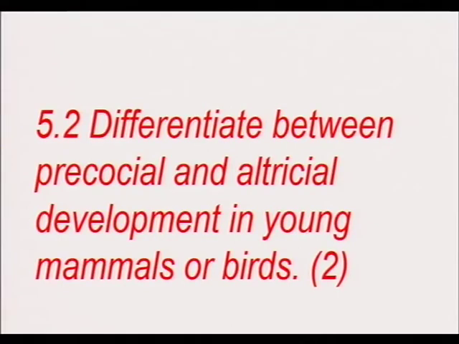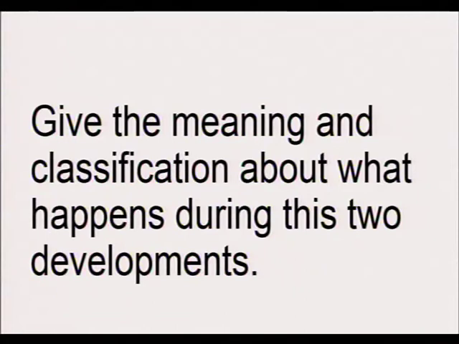Question 5.2. Differentiate between precocial and altricial development in young mammals or birds for 2 marks. Here you give the meaning and classification about what happens during these 2 developments.